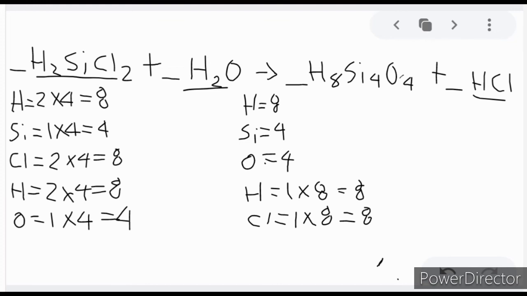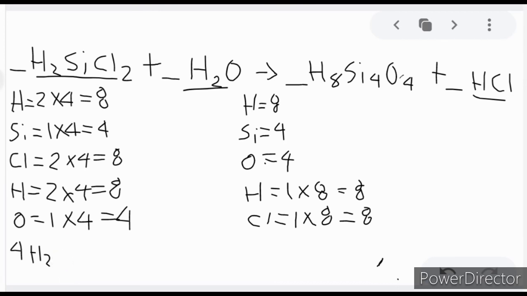So we notice that all the elements involved are now equal, right? We have H, which is 16 in total, then Si, which is 4 in total, Cl, which is 8, then O, which is 4. So we multiply 4 on H2SiCl2. So we get this equation.